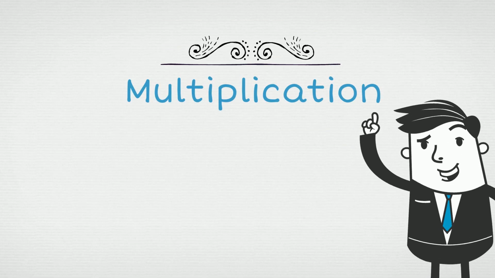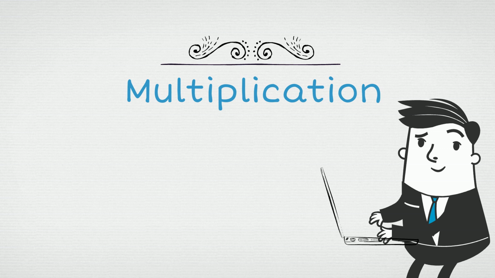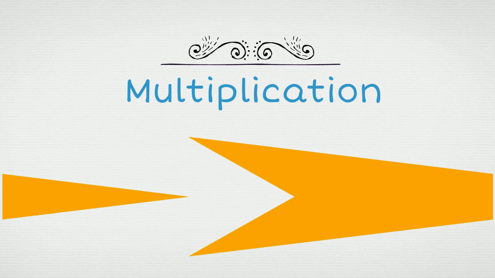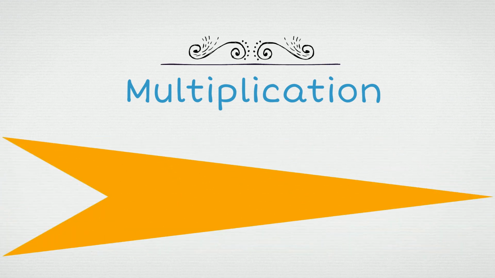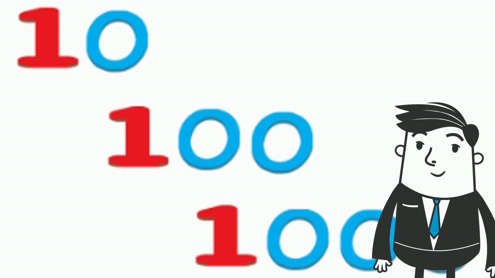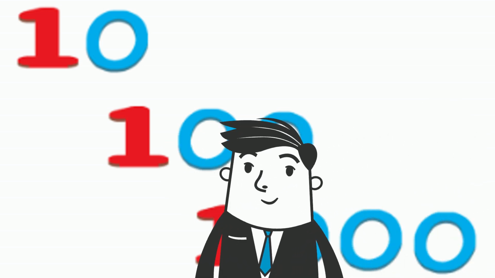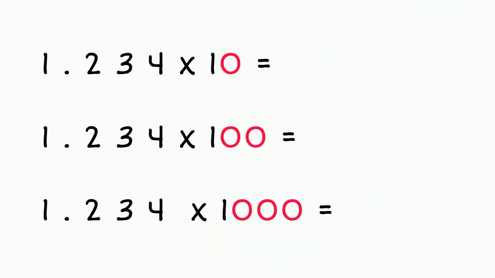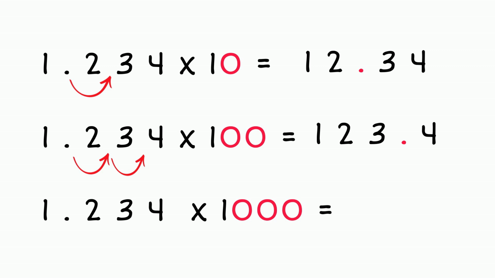Firstly, multiplication. When we multiply by 10, 100, or 1000, we make the number bigger by moving the decimal point to the right. But the question is, how many steps to the right should we move the decimal point? Well, we need to check how many zeros are there in the power of 10. This will be the number of steps to the right. If we're multiplying by 10, we move the decimal point one step to the right because 10 has one zero. If we're multiplying by 100, we move it 2 steps because 100 has 2 zeros. And if we're multiplying by 1000, we move it 3 steps.